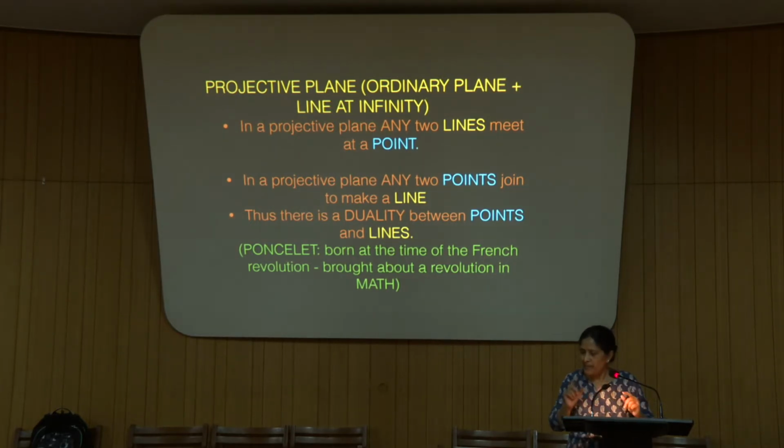In a projective plane, any two points join to make a line. So look at the symmetry between these two statements. If in the first statement you just interchange points and lines, you get the second statement. Isn't it an interesting feature of this geometry? Thus, there is a duality between points and lines in projective geometry.